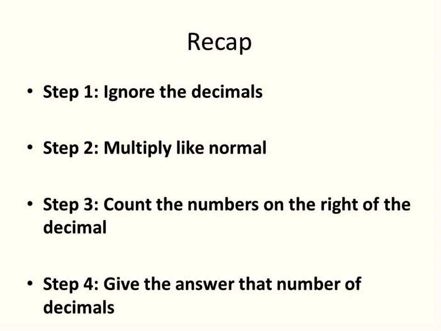Quick recap here. When you're multiplying numbers with decimals in them, you ignore the decimals, multiply like normal, count the number of digits on the right side of the decimal, and give the answer that number of digits on the right side in your final answer.